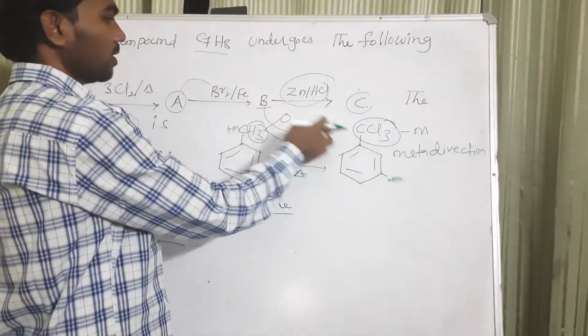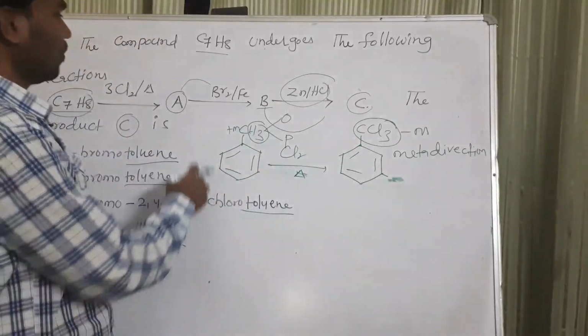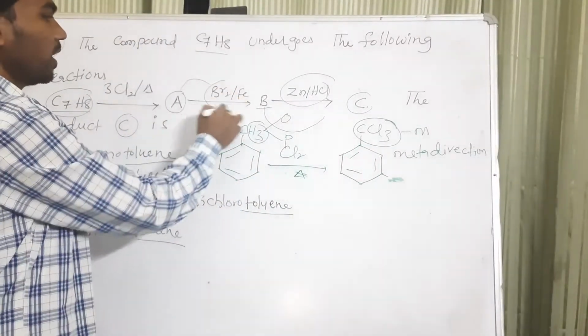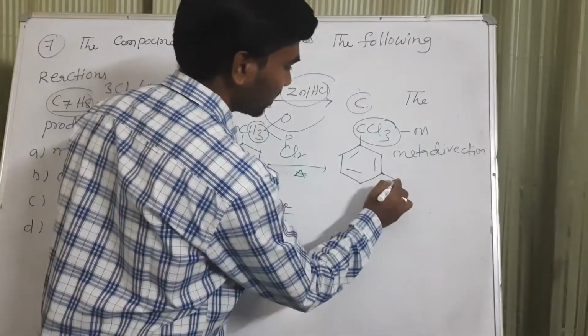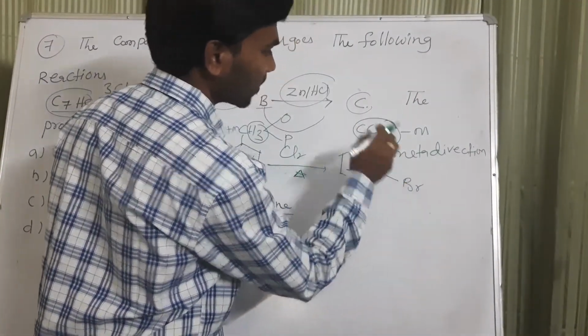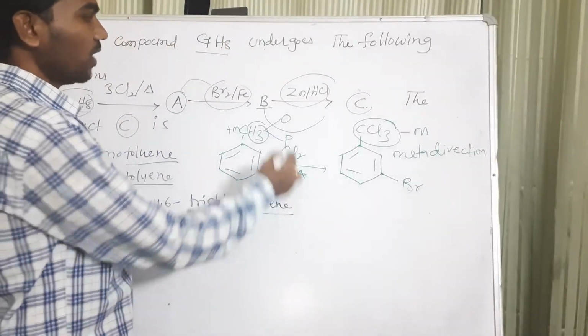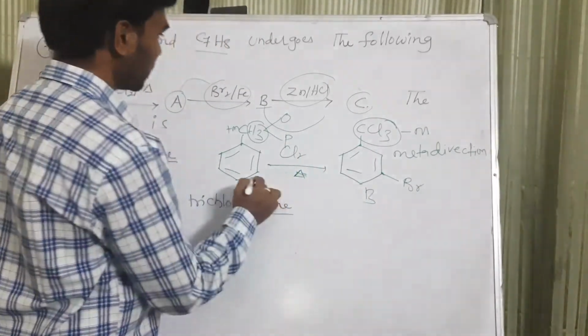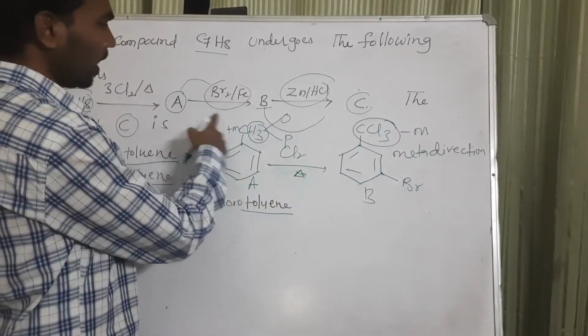Now here you see, the bromine and iron halogenation will take place, so the halogenation will take place at the meta position. Why? Because this is an electron withdrawing group, right? So this is A and this one is B.